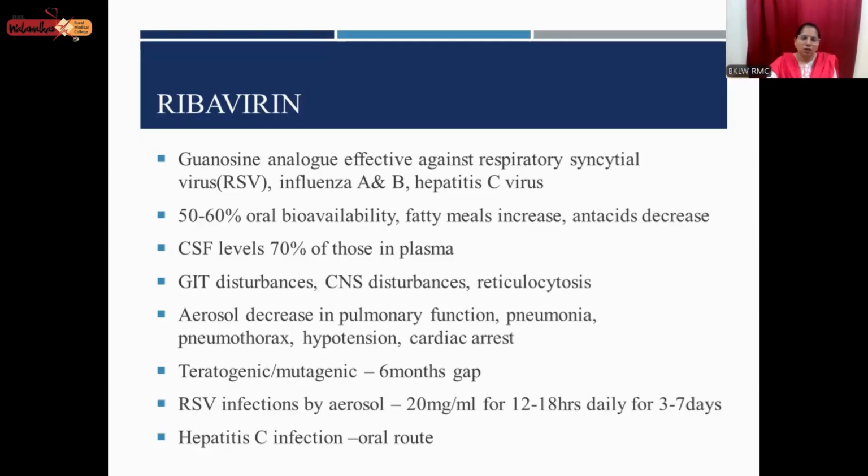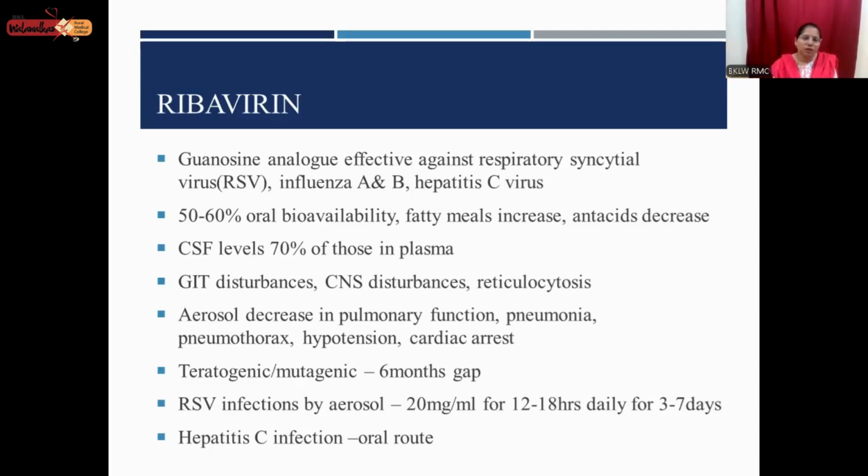Ribavirin is a guanosine analog effective against respiratory syncytial virus, influenza A and B, and hepatitis C virus. It has 50 to 60% oral bioavailability. Fatty meals increase its bioavailability and acid decreases it. CSF level is 70% of that in plasma. GIT disturbances, CNS disturbances, and reticulocytosis are the adverse effects. It also has severe adverse effects like pneumonia, pneumothorax, hypertension, or cardiac arrest. Teratogenic effects or mutagenic effects are also seen.